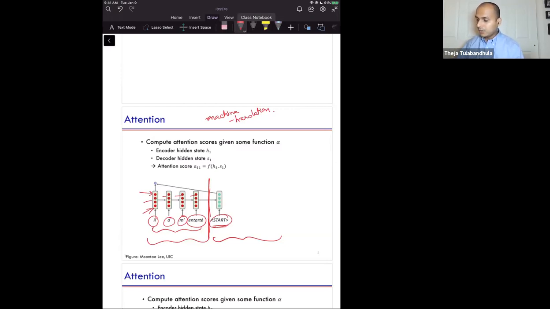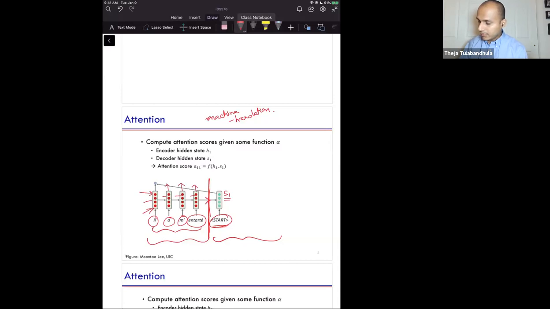And then what we're going to do is use the start token and the final encoder output to produce a hidden output. Let's call it S1. And that hidden output S1, we're going to somehow use it with every hidden output that we produce. So there are 4 hidden outputs that we produced while encoding. Right, so let's use S1 and, currently, let's say H1.